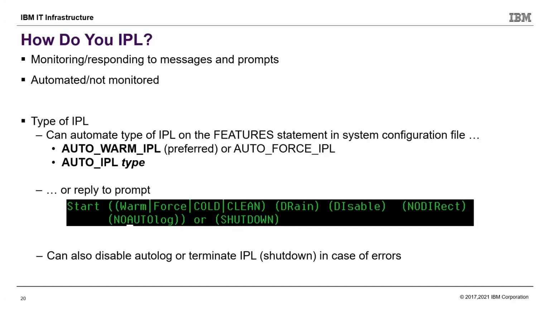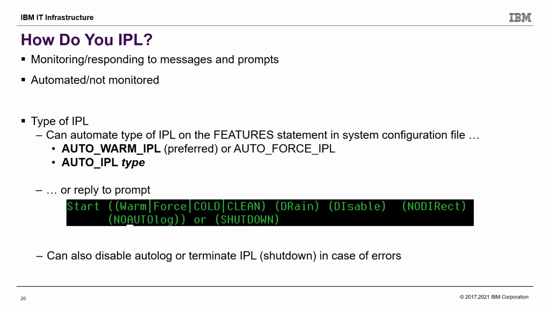But if you don't specify those options, you'll get a prompt on the system console, and that's where you'll specify the type of IPL. The prompt also gives you the ability to terminate the IPL at this point. If there were some errors in the IPL previous to this, you might want to stop, go back and fix those, and then try again. So the prompt gives you the opportunity to do that. The auto IPL will give you what you ask for.